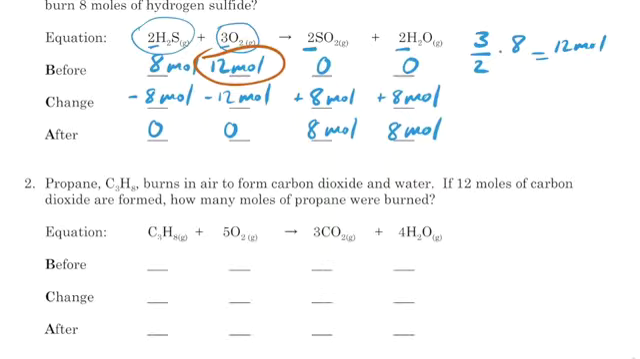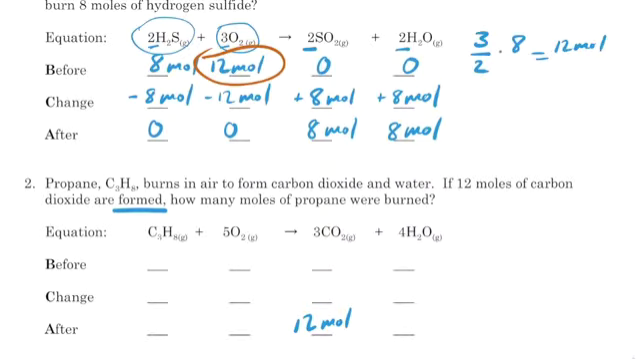Propane, C3H8, burns in air to form carbon dioxide and water. If 12 moles of carbon dioxide are formed, how many moles of propane were burned? So now we are given some information about something being formed, the carbon dioxide. So let's go to the end. We're going to put 12 moles, that's going to be formed.